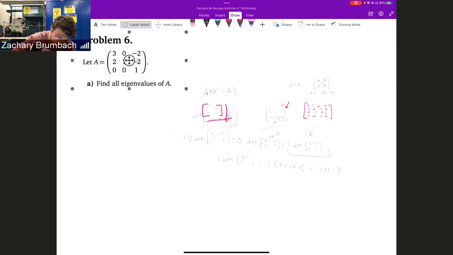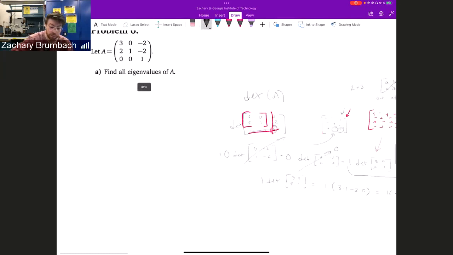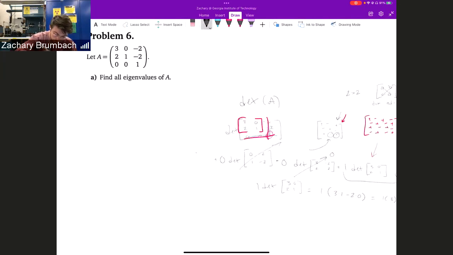So now, onto the actual question. How do we find eigenvalues? Eigenvalues are the lambdas such that the determinant of A minus lambda I equals 0, which is the same as saying such that A minus lambda I has a free variable. At least one free variable.